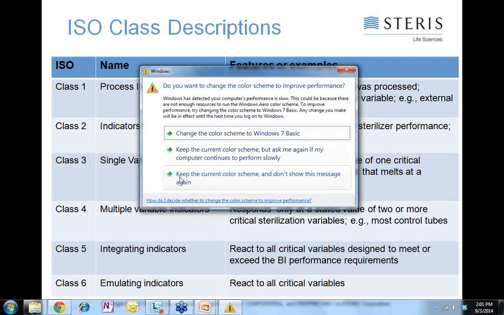The last topic I wanted to cover before handing it back over to Ken is air removal. Ken's done a great job of talking about why air removal is so important. Being able to detect air removal is crucial to ensuring a successful cycle, especially when you're talking about your pre-vac or vacuum cycles. So when using a pre-vacuum sterilizer to remove air, a Bowie-Dick type test should be used.